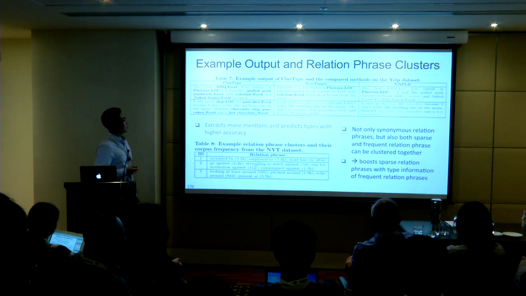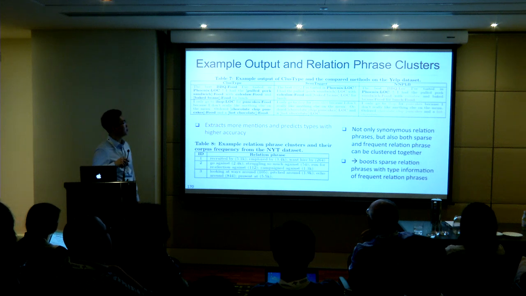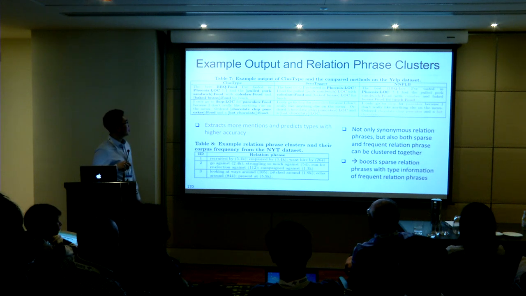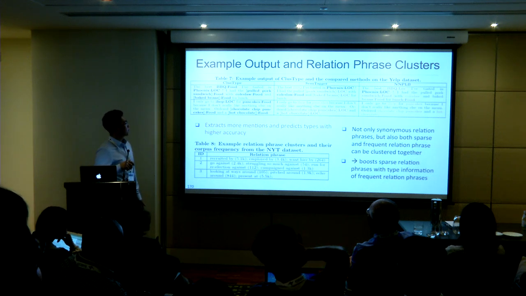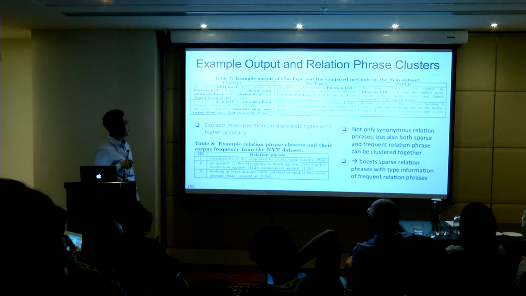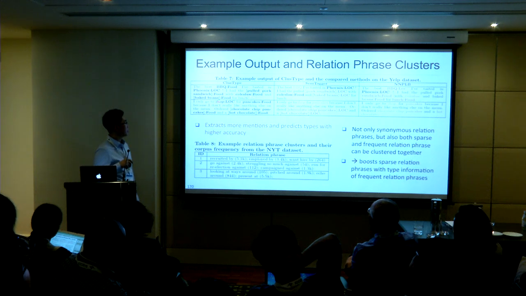So here's the example. Say we are trying to recognize and type the same sentence or text fragment and compare the results given by different methods. We take a Yelp review as an example. So we can find this barbecue as food, fitness as a location, and we can find interesting phrases like pulled pork sandwich as a food, coleslaw as a food, baked beans.